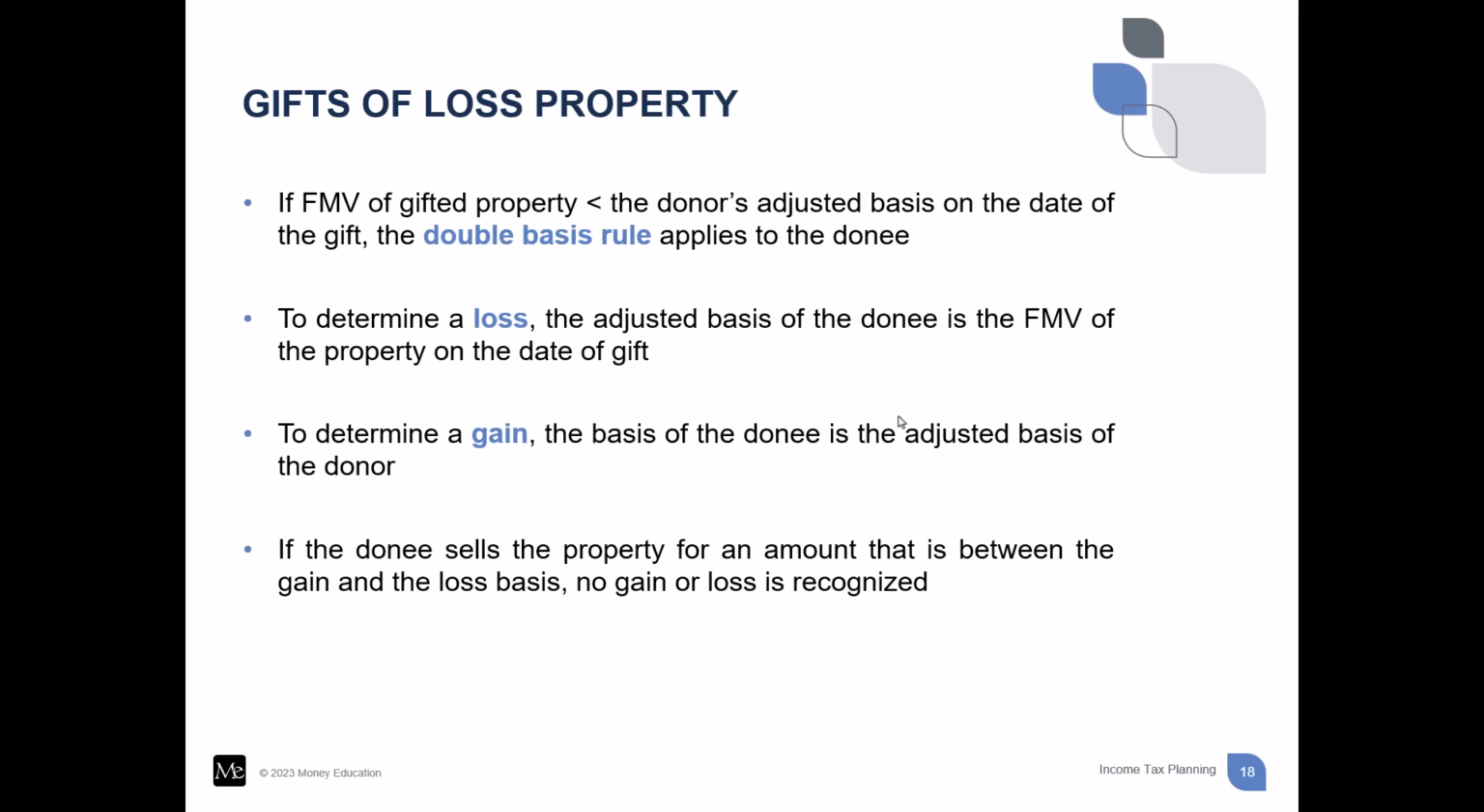If the fair market value of a gifted property is less than the donor's adjusted basis at the date of death, then the double basis rule applies. Therefore, to determine a loss, you must use the basis of the donee's fair market value. So we'll show an example, but basically you use fair market value instead of the actual basis when you sell the property at a loss. To determine a gain, the basis is the adjusted basis.